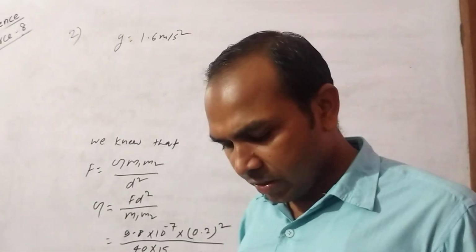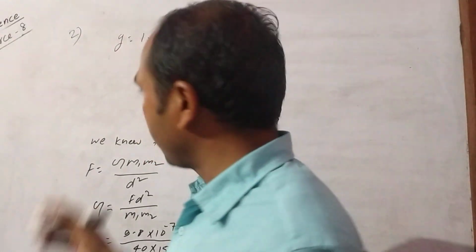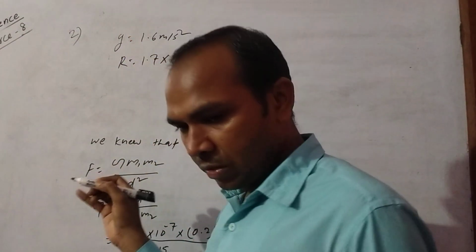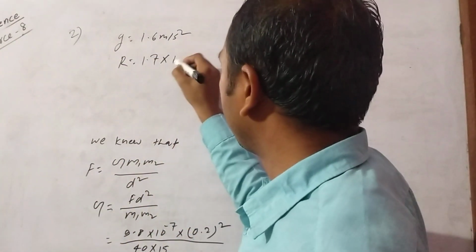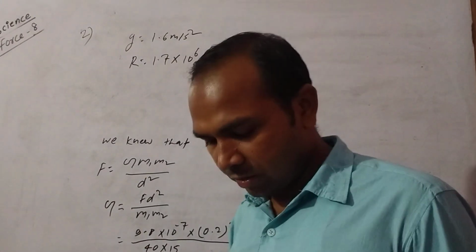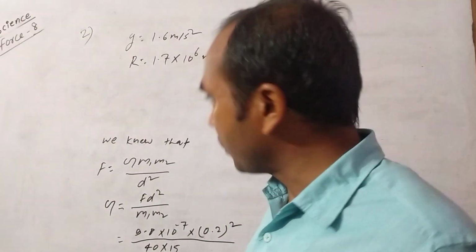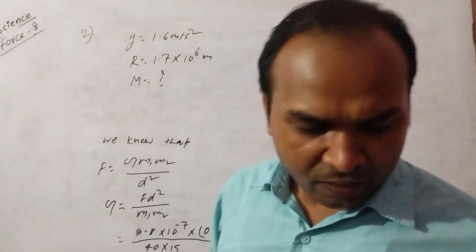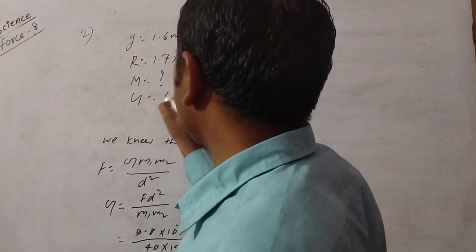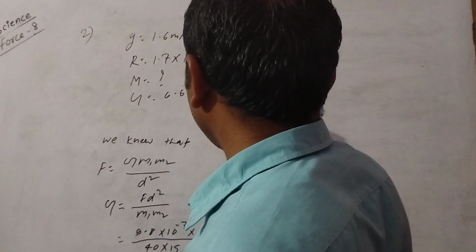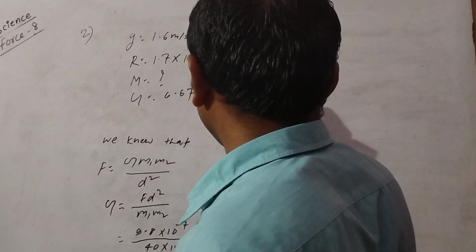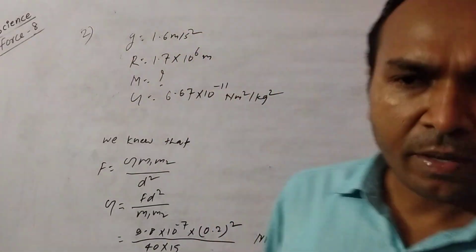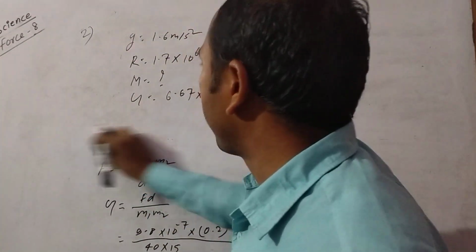Another, if the radius of the moon is 1.7 into 10 to the power 6 meter, R is already given. Calculate the mass of the moon. Then the mass of the moon is equal to what? Dear student, we already know here the capital G value is 6.67 into 10 to the power minus 11 Newton meter square per kg square, and we have to calculate M, capital M meaning the mass of the moon.